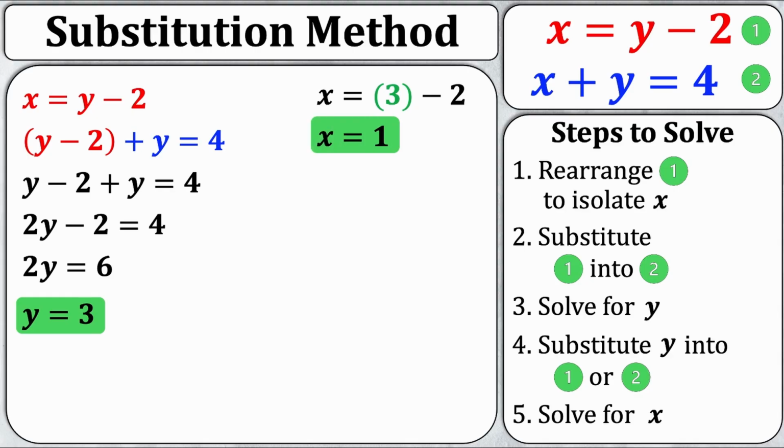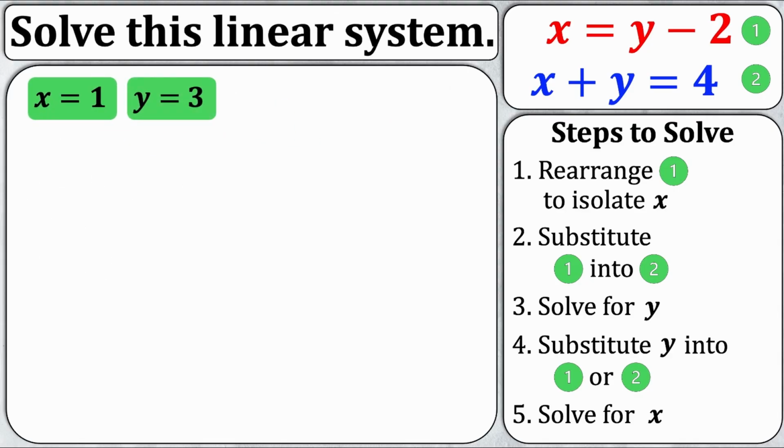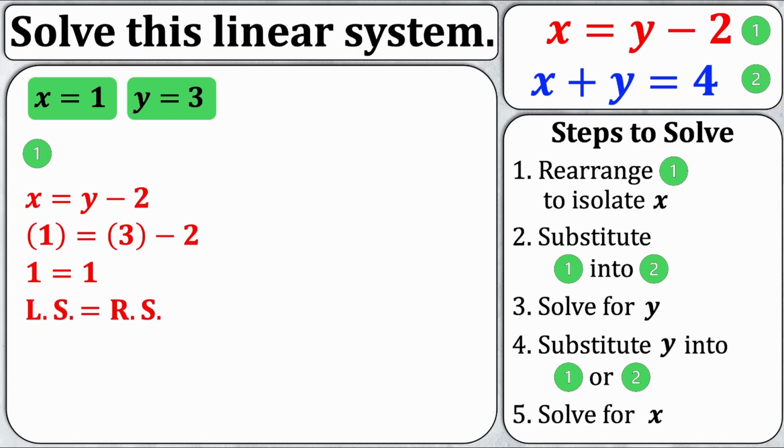Now that I have my x and y values, I need to check to make sure they satisfy the equations. So I'm going to substitute 1 and 3 into equation number 1. Equation number 1 is x is equal to y minus 2. I know that x is 1 and y is 3, so I'm going to plug those in. 1 is equal to 3 minus 2. And if I simplify, 1 is equal to 1, and the left side equals the right side. So perfect, these numbers work for equation 1.